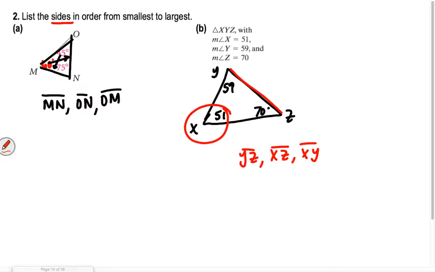Okay, easiest section ever, like I said. All right, so let's stop there.